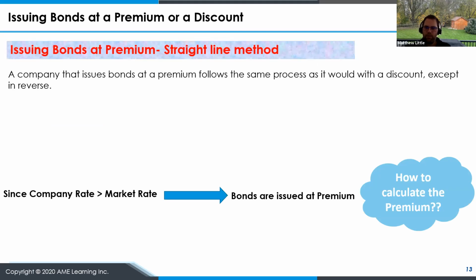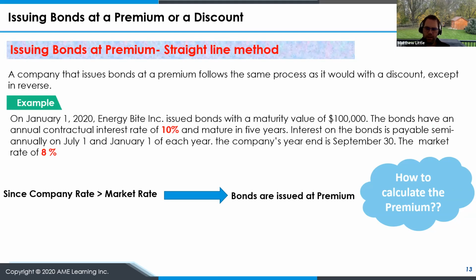So let's first of all look at premiums and the straight line method. And so we need to know, how do we calculate the premium? So let's look at an example where we issue bonds for $100,000. They have an annual contracted interest rate of 10% in 5 years. And the interest on the bonds is payable semi-annually on July 1st and January 1st each year. So that's 6 to 12 months from the time we start. The company's year end is September 30th, and the market rate is 8%. Okay, so we need to know, in this case, how do we calculate the premium?